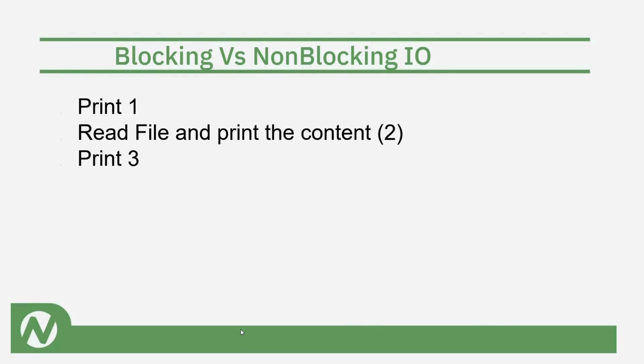But in Node.js, the same program will print 1, 3, and 2. Usually, file, third-party APIs, and DB operations are costly and time-consuming. Node.js doesn't wait for them to finish. Instead, it assigns it to a background process and goes on to the next line. For people coming from other technologies, this might be new.